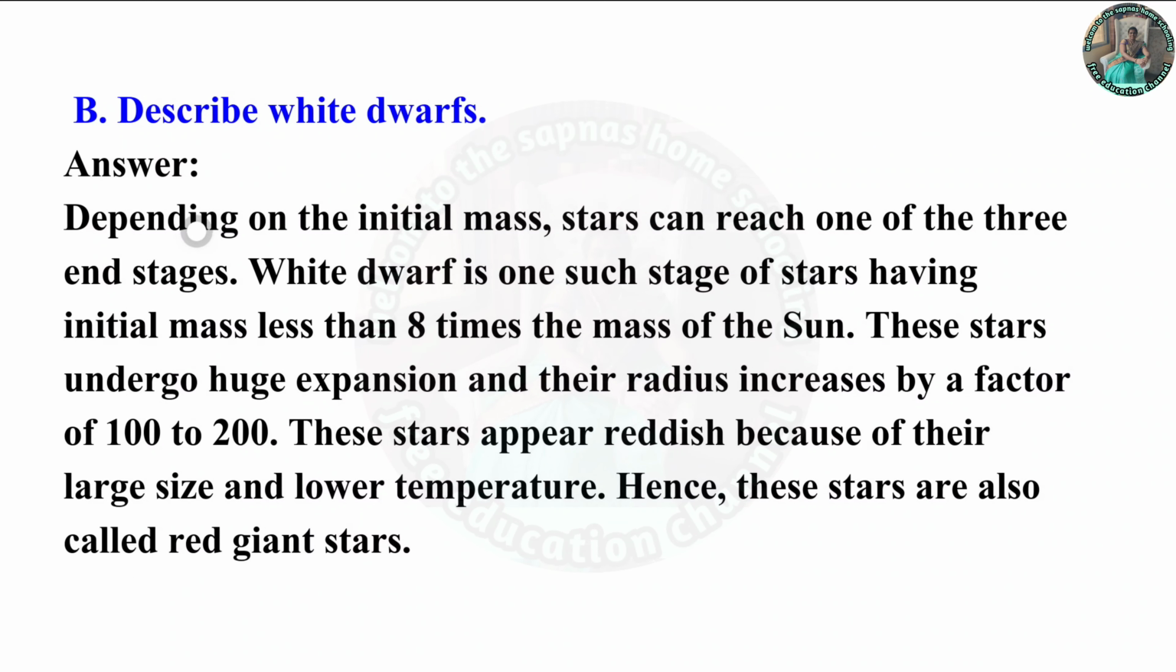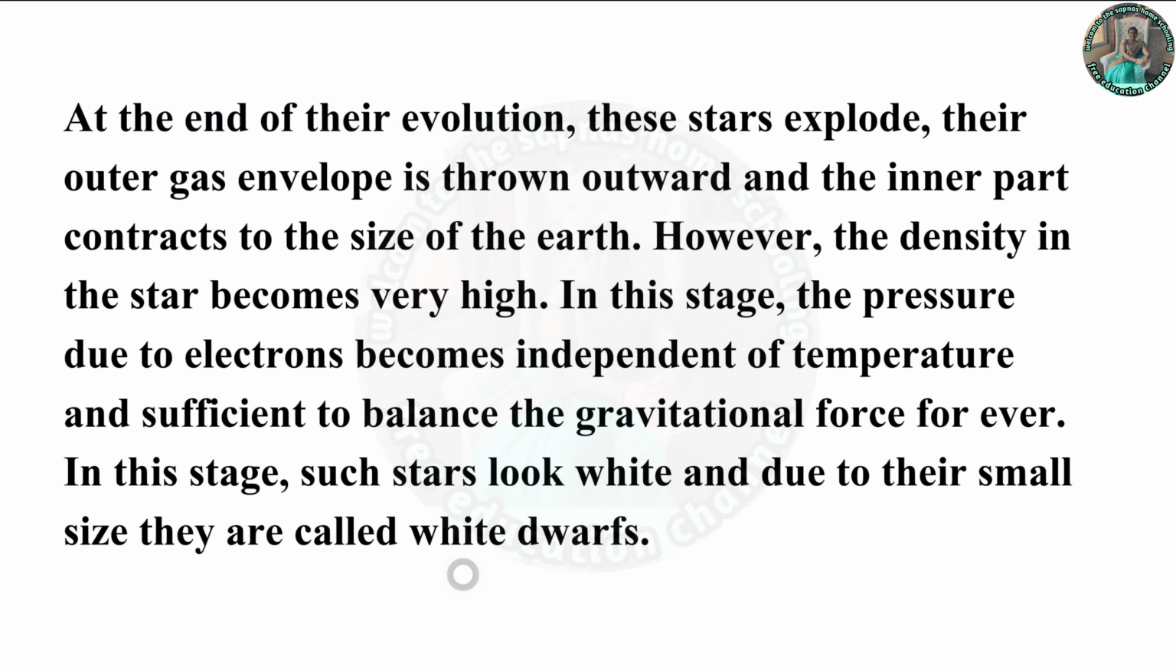Describe white dwarf. Depending on the initial mass, stars can reach one of three end stages. White dwarf is one such stage of stars having an initial mass less than 8 times the mass of the sun. These stars undergo huge expansion and their radius increases by a factor of 100 to 200. These stars appear reddish because of their large size and lower temperature. Hence, these stars are also called red giant stars.